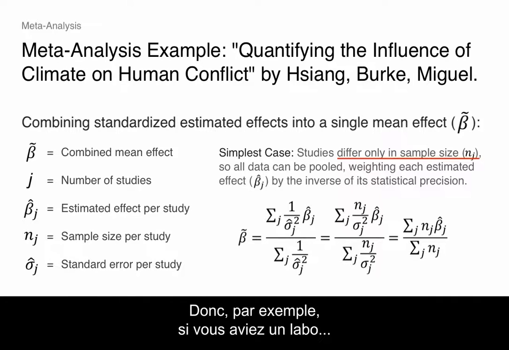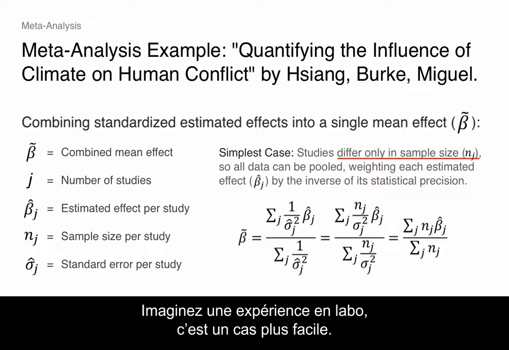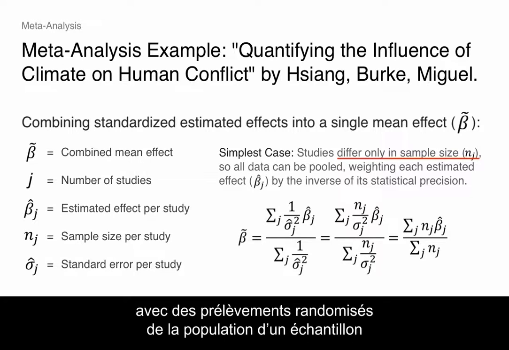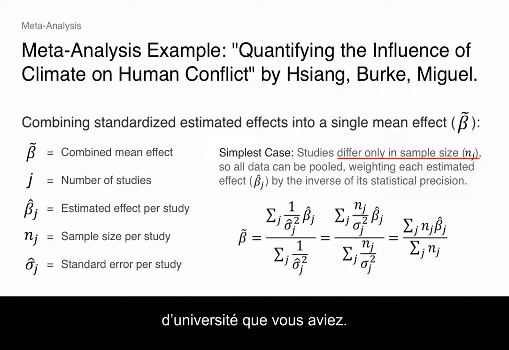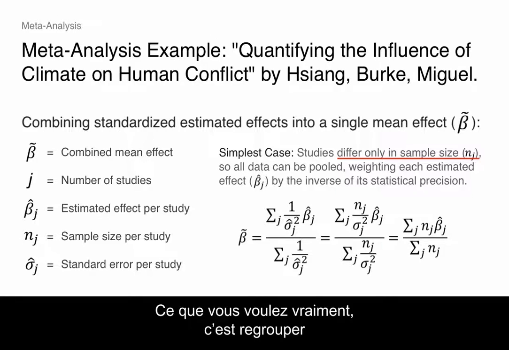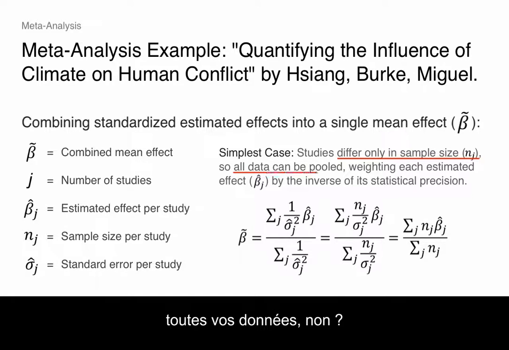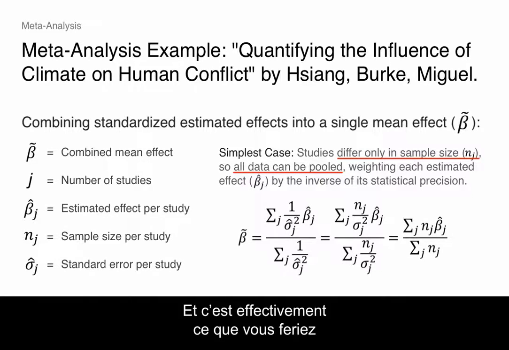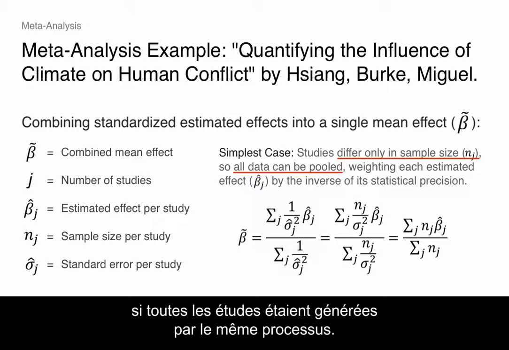So this would be the case, for instance, if you had a lab. So think about a lab experiment. It's kind of an easier case here. Imagine there was a lab experiment, and you ran the same lab 10 times, getting random draws of the population of whatever university sample you were getting, and sometimes you did it with 50, and sometimes you did it with 100 and whatnot. At the end of the day, what you really just want to do is pool all your data, right? And that's effectively what you would do if all the studies were generated by the same process.